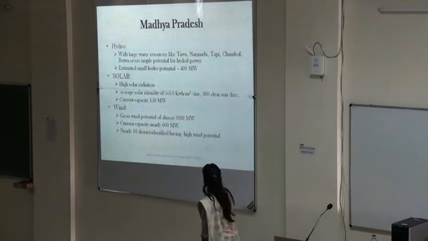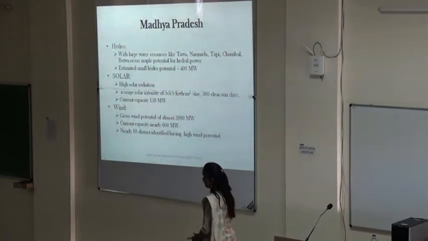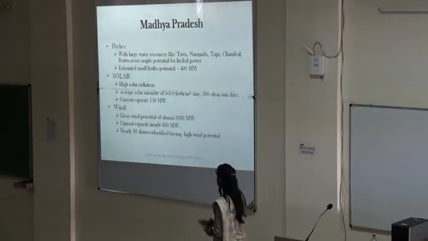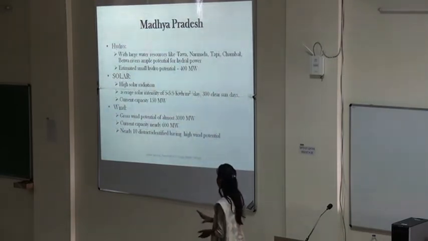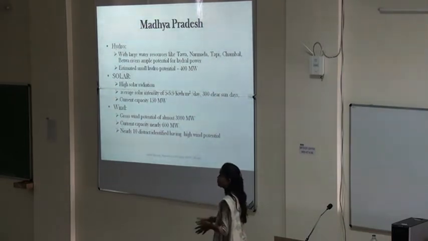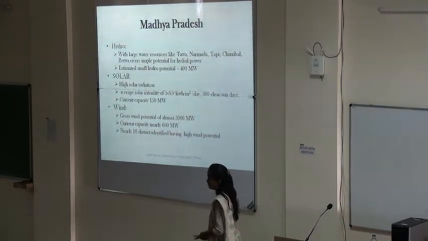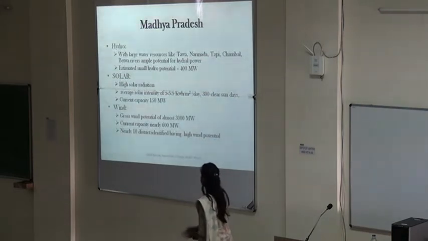Hydro, we have various rivers like Tawa, Narmada, Tapti, Chambal, which are large water resources. So we have ample potential for hydropower plants. Thus, from various studies, it has been estimated that the small hydro potential can be up to 400 megawatts. We can have small hydropower plants which have the potential in the future to install capacity of 400 megawatts.